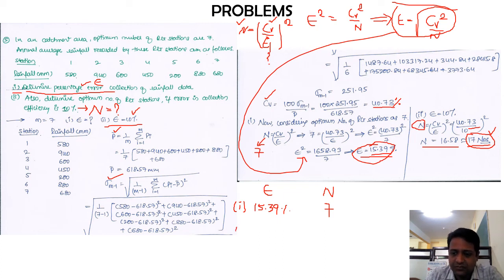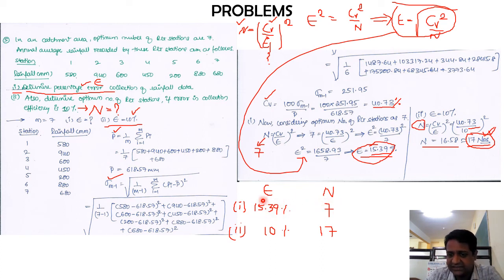Similarly, for the second part of this problem, they have restricted the error to 10%, and based on that when we calculated it, the optimum number of rain gauge stations turned out to be 17. Now you can just see this: whenever the allowable error is more, the optimum number of rain gauge stations will be less. Keep this in mind.